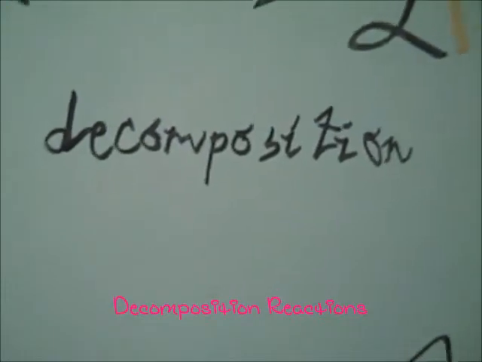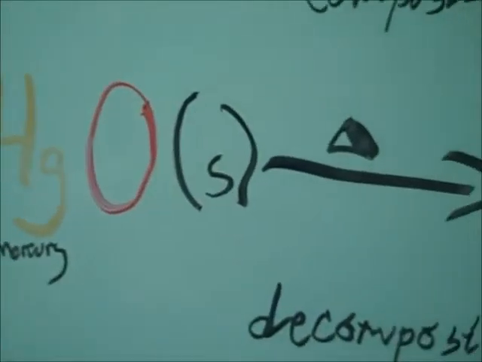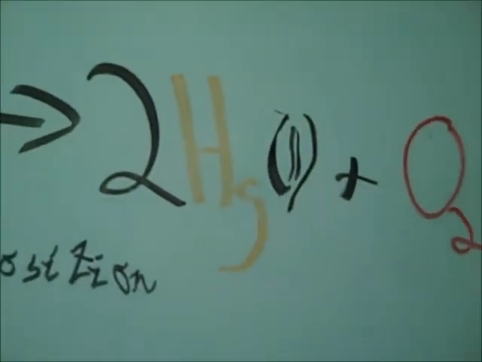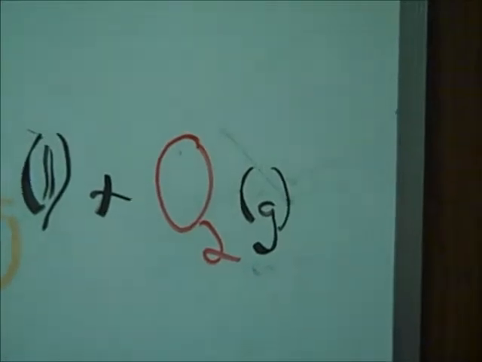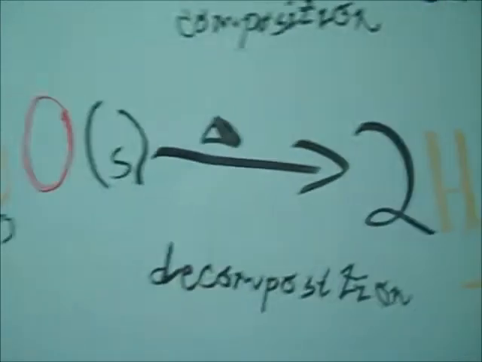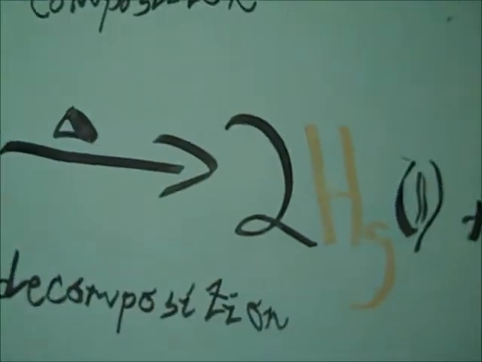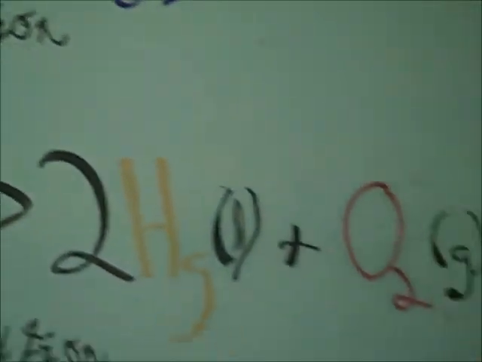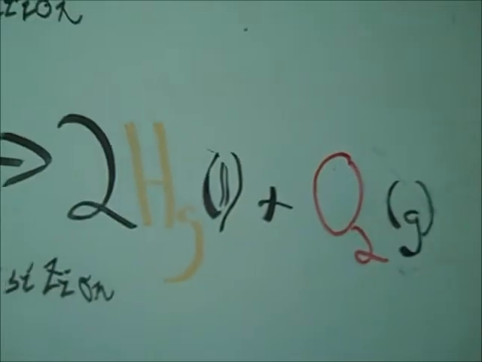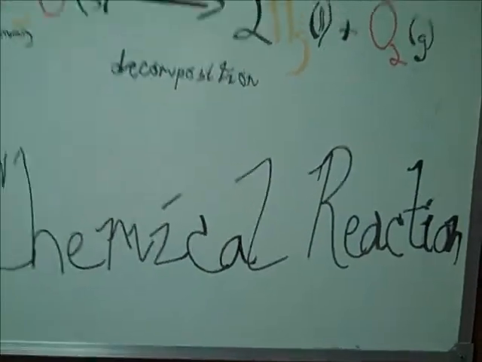Decomposition. Decomposition breaks things down. We start with 2 atoms of mercury oxide as a solid, and with heat, it breaks down to 2 atoms of mercury as a liquid plus oxide as a gas. You can see how it went from a compound combined with the heat, represented as the Greek letter delta, to 2 elements, breaking it down in decomposition. This has been chemical reactions.